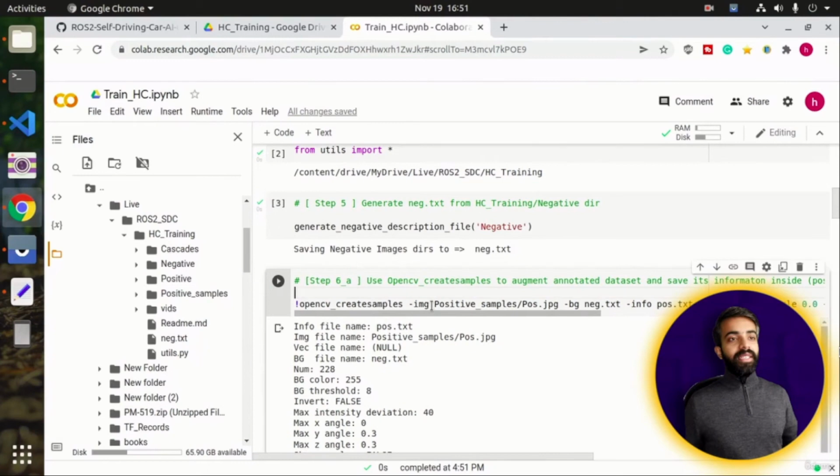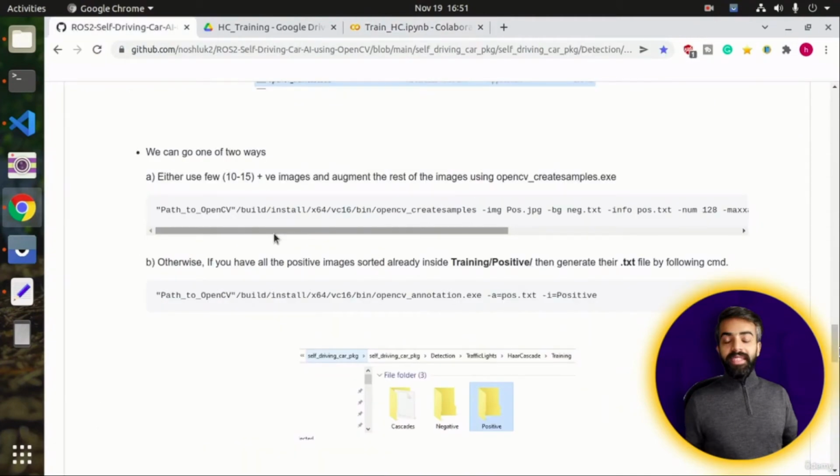For the next step, if you look at the README, that is to generate the positive.txt file. Now for the positive.txt file, there are two methods to generate it. Because the positive also contains the region of interest, this text file will not only contain the relative directory of all the positive images, it will also contain the location of the region of interest inside those positive images. So we require a rect after those relative directories.